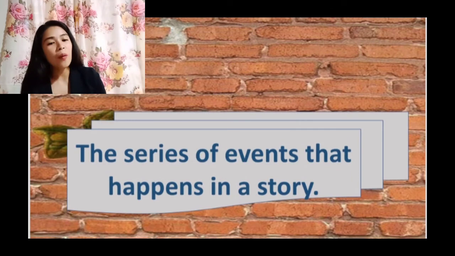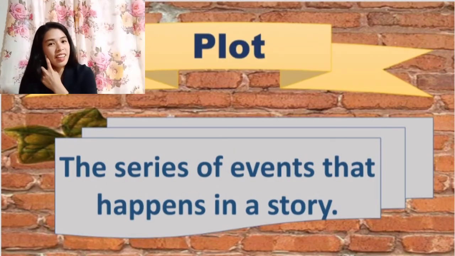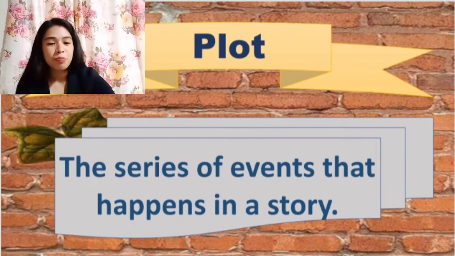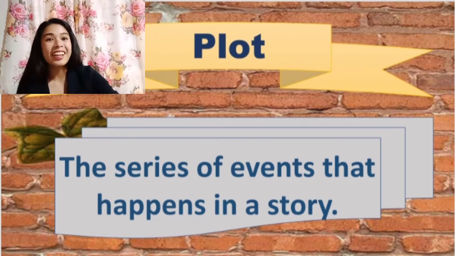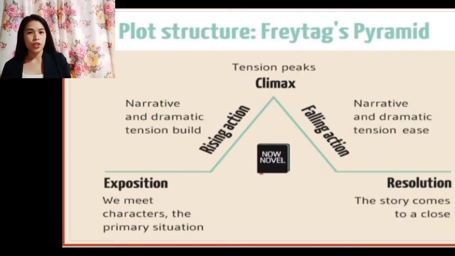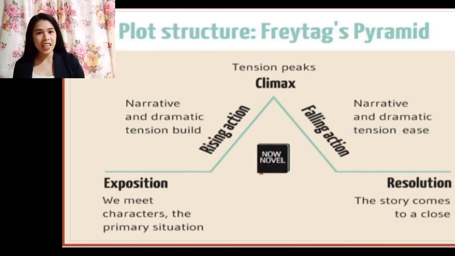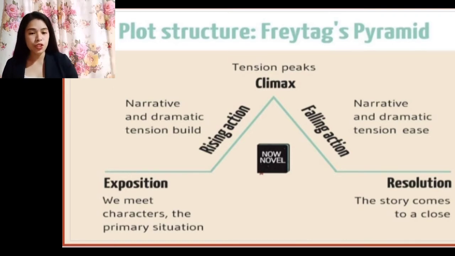Now, how about the series of events that happen in the story? It is called what? Yes, that's right. It is called the plot. The plot includes an introduction, the rising action, a climax, the falling action, and the resolution. So now, this is Freytag's pyramid that shows the plot structure of a story.